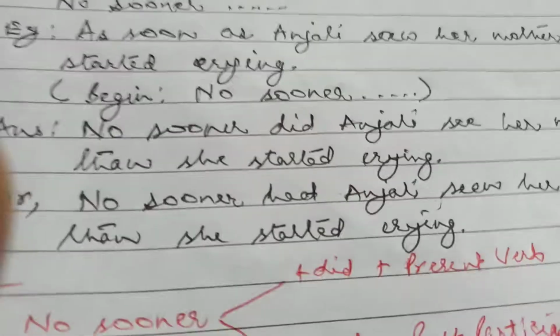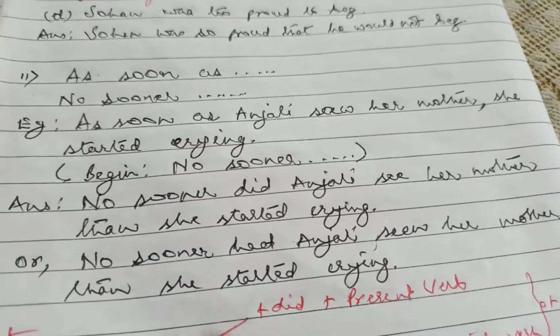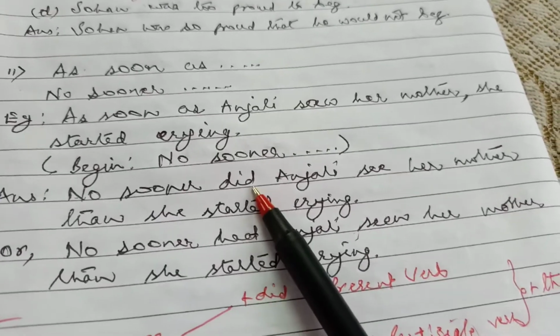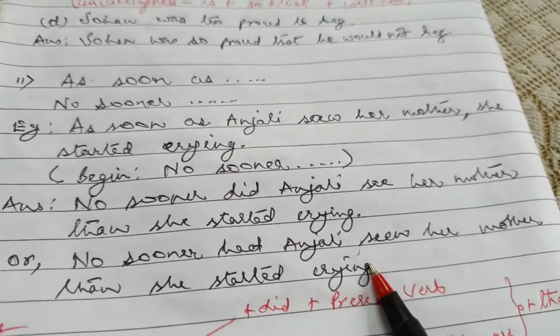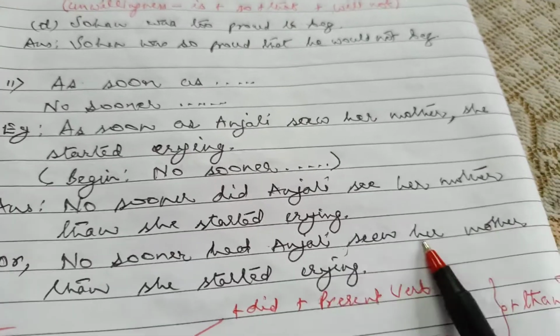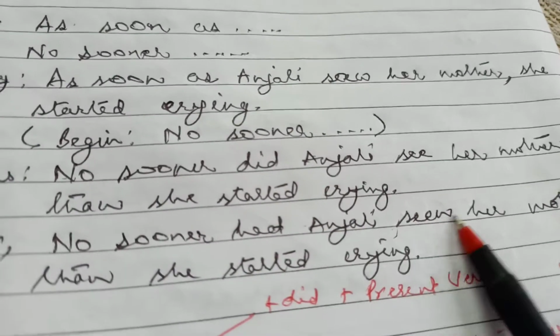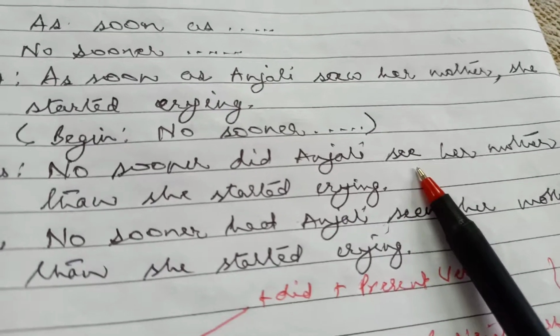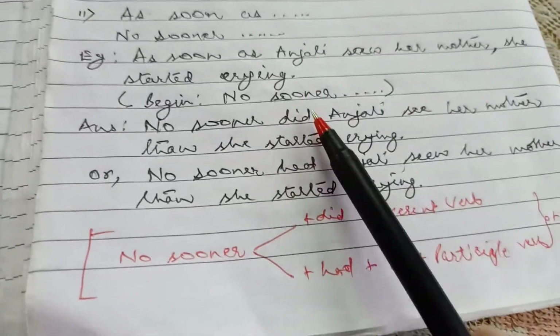Now move on to the second answer. You have another way of answering the same: "No sooner had Anjali seen her mother than she started crying." Now look at the changes. In place of "did", we have used "had". In place of "see", we have used "seen". The rest is all the same. Now "had" is past tense, that's why we have taken the past participle verb "seen". See, saw, seen. So you get the answer in both ways, using "did" or "had".